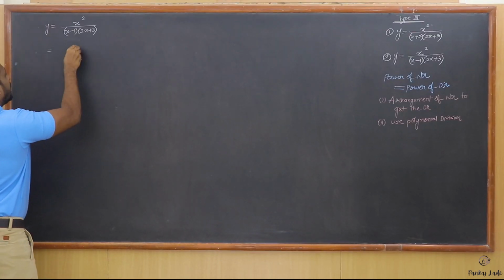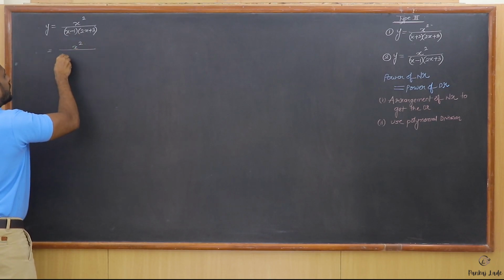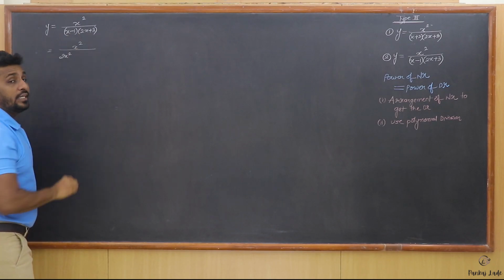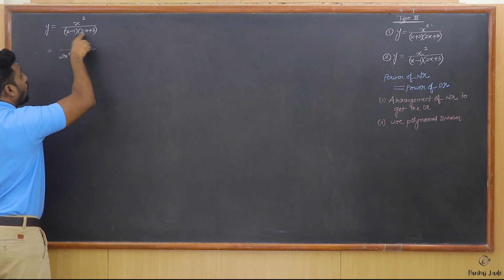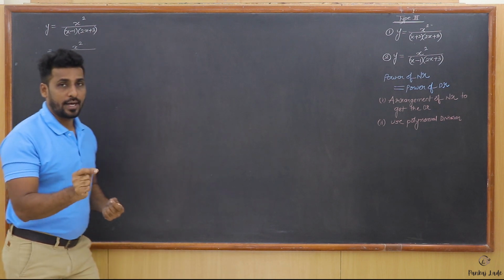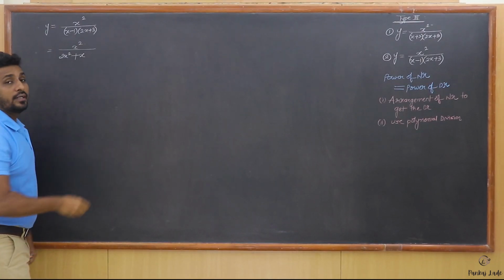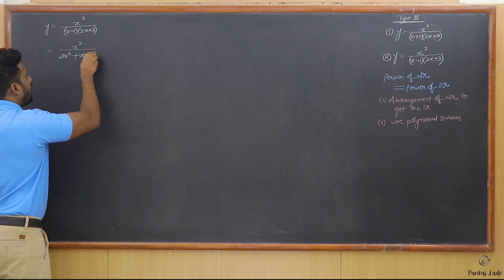So I get here x square upon, let's open the bracket, so x into 2x, that's 2x square, x into 3, so that's 3x, and minus 1 into 2x, that's minus 2x. So you have got 3x and minus 2x, that gives me plus x, and minus 1 into plus 3 is going to become minus 3.